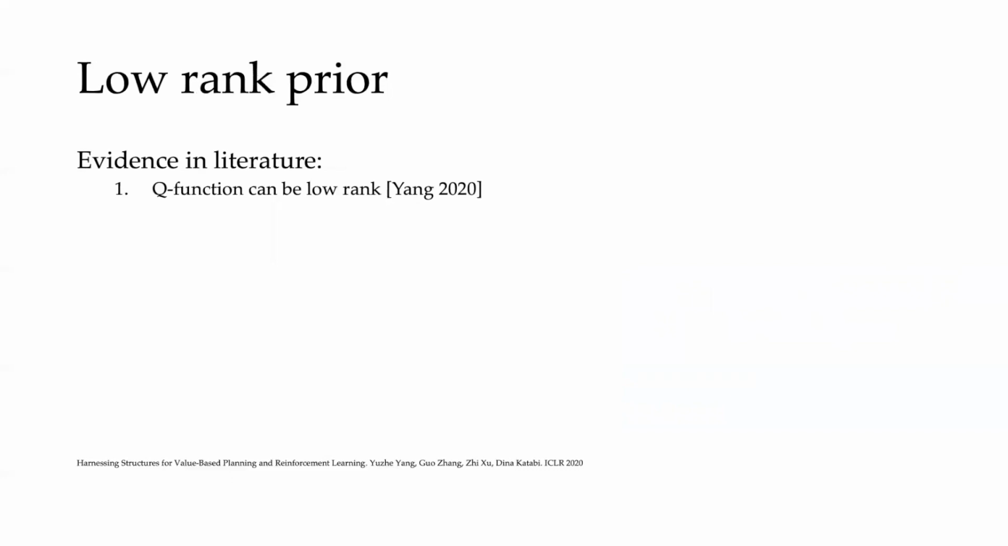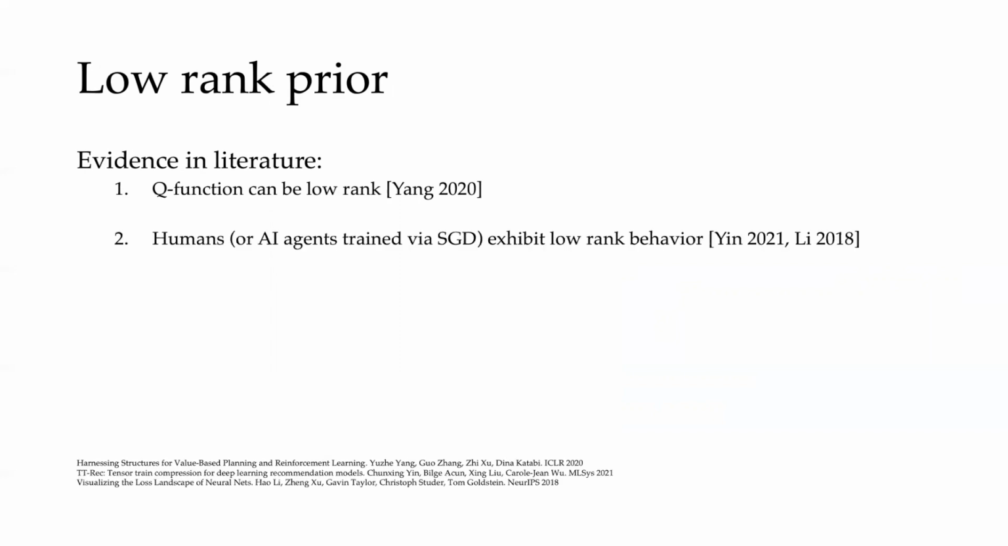To mitigate this issue, our work looks towards using a low-rank prior. Now, low-rank priors have been suggested in the literature, for example, that the Q function of many environments is actually low rank. And moreover, the behavior of humans or AI agents trained via random seeds can also be surprisingly low rank as well.